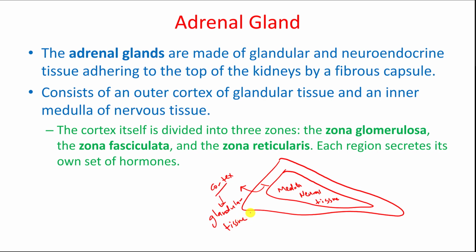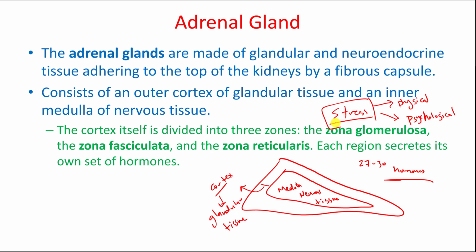And between the two regions, we're talking about 27 to 30 different hormones. But in general, the adrenal gland is one of the important glands in dealing with stress. Maybe the most important gland when it comes to stress, whether it's physical stress or psychological stress. So the adrenal gland and its hormones are tailored toward reducing the stress in the body.